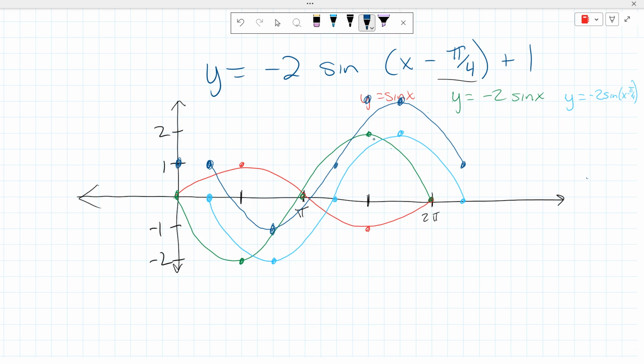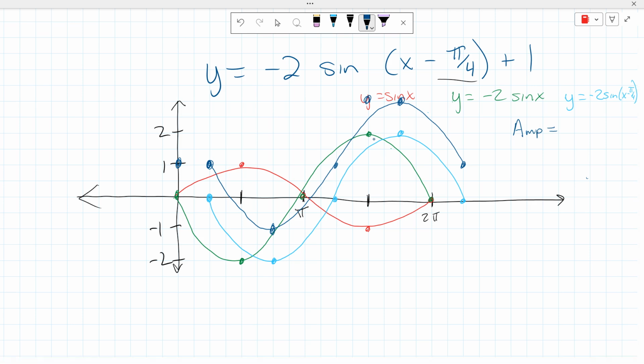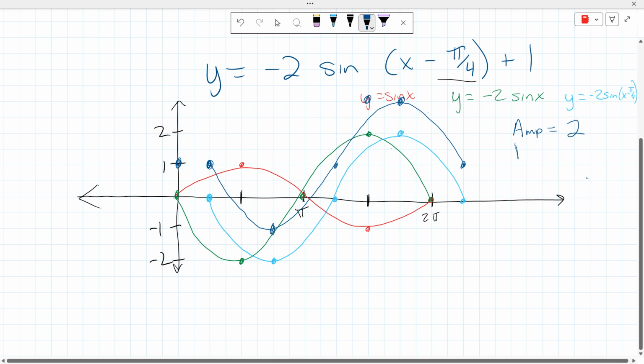So, on my blue line, what's my amplitude? Blue line, what's the amplitude? 2. What's my period? We haven't changed the period at all, so it's still 2 pi. What's the phase shift? Pi over 4, which way? Right. Pi over 4, right.